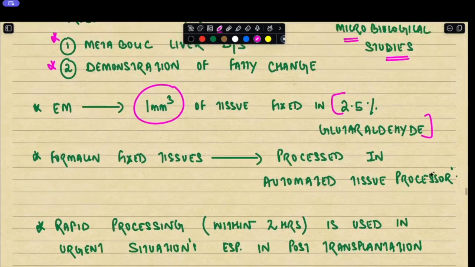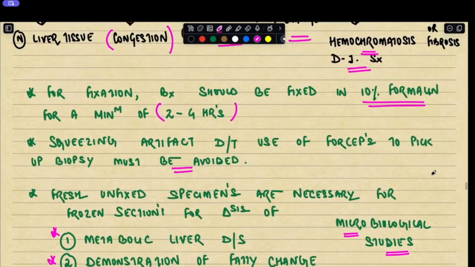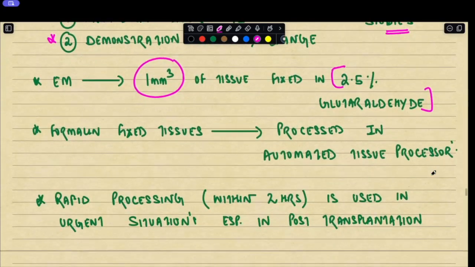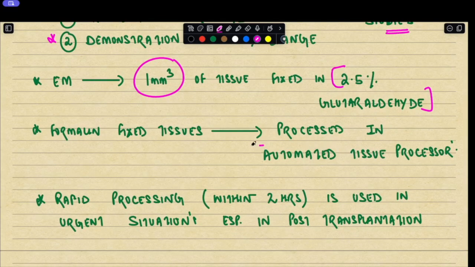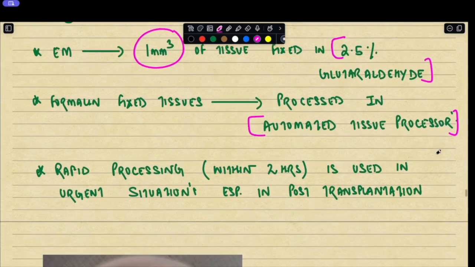Now, usually in the majority of cases we are doing formalin fixed tissue, and this formalin fixed tissue should be processed in an automated tissue processor, although it can also be processed in a manual setup. Rapid processing within 2 hours is usually used in urgent situations, especially post-transplantation, to gauge any kind of acute rejection. That is why rapid processing is needed post-transplantation.